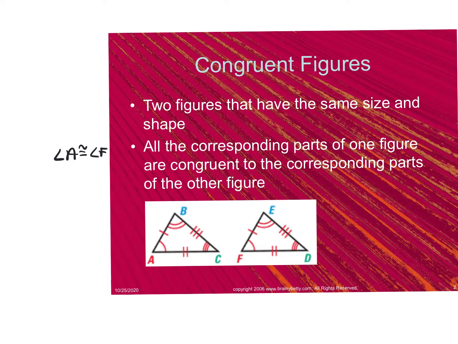So this is congruent to this. Then I can also see that angle B is congruent to angle E. They both have the double line there marking that they're congruent. And then the next angle pair that is congruent will be angle C and angle D. They have the 3 lines. Now I have to go through and match up the 3 side lengths.